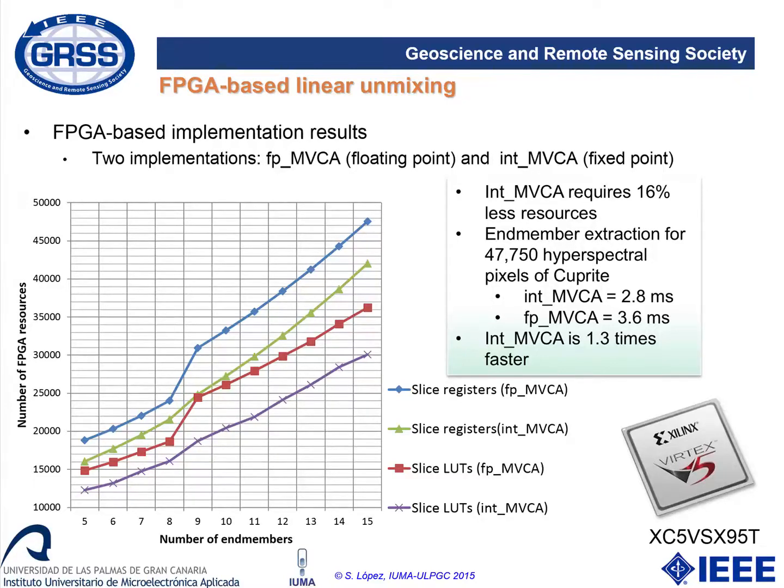In particular, for the case of the Cuprite, which is composed by more than 45,000 pixels with 224 bands each, what we get is that the time in order to process this in the FPGA goes from 2.8 milliseconds for the fixed point precision solution to 3.6 milliseconds for the floating point precision. So we are getting not only a reduction in the number of resources required, but also in the time, and these times allow us to process this image in real time.